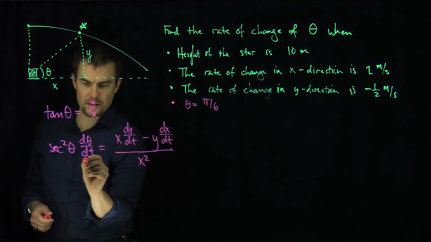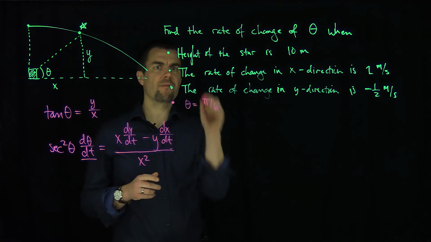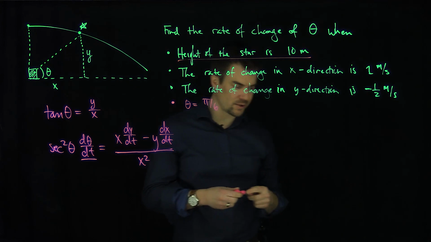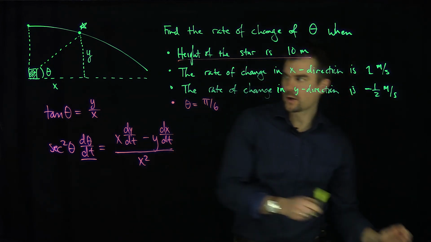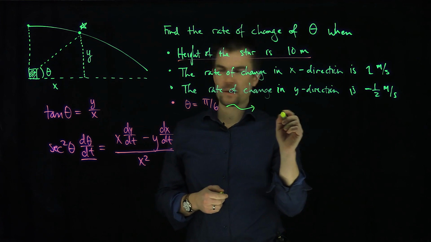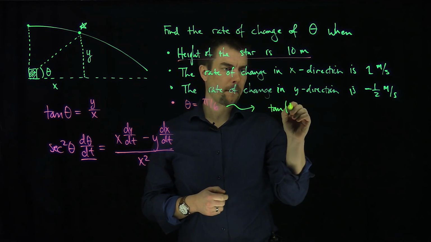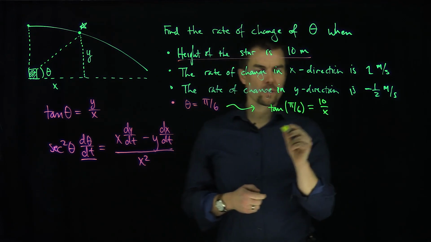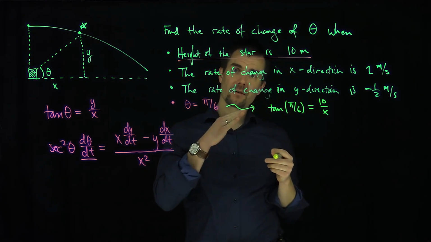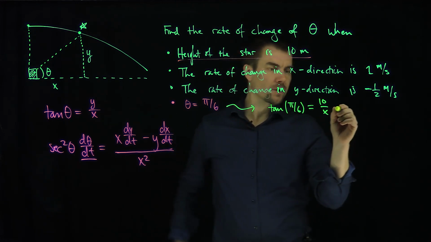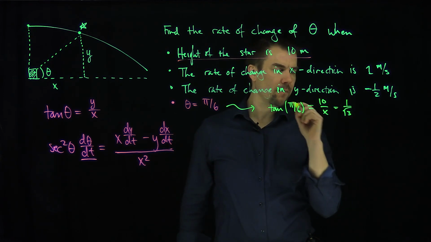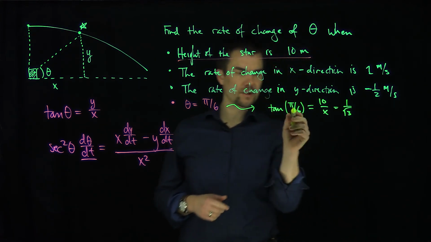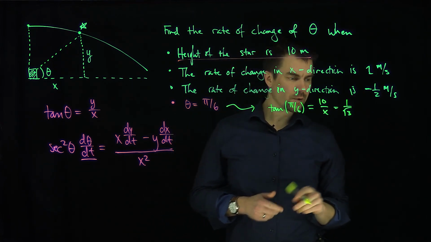Now I need to find d theta dt, right? I have the height, y is 10, but I don't have x. But I can use this equation to find x. I know that theta is pi over 6, so the tangent of pi over 6 is equal to y, which is 10, over x. What's the tangent of pi over 6? The sine of pi over 6 is 1/2 and the cosine is root 3 over 2, so this is equal to 1 over the square root of 3.